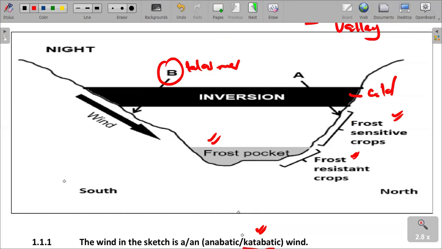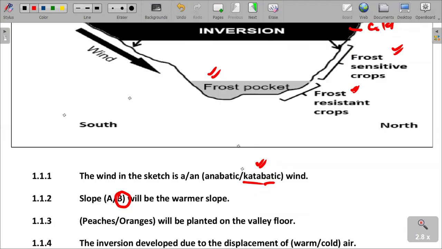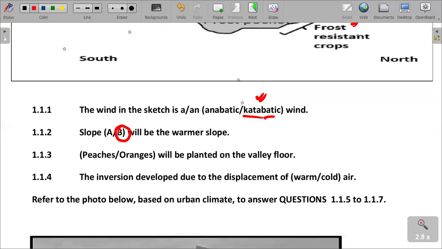As you can see there, we have the warm air, and then the temperature inversion layer actually prevents the rising of the wind. We are saying an increase of temperature with the height. That's what the inversion layer does. So peaches and oranges will be planted on the valley floor.